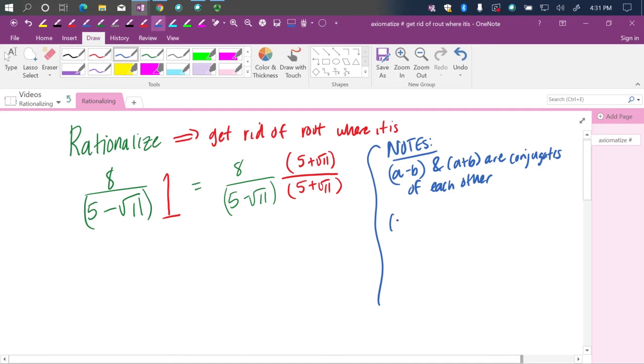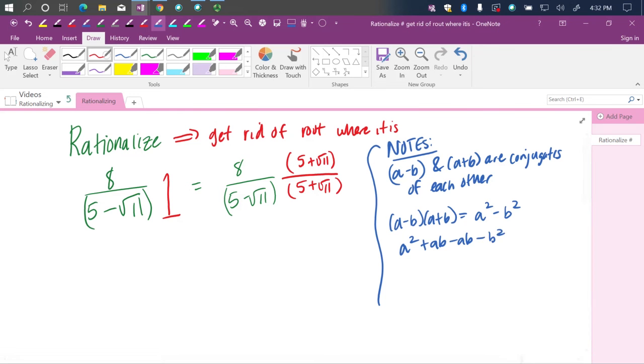So when you multiply a minus b times a plus b, hopefully you remember the rule. You can FOIL it out, or you can remember that it's a difference of two squares. a squared minus b squared. If you FOIL it out, you get a squared plus ab minus ab minus b squared. And notice the ab terms will cancel because they have the same term but different signs. So we're trying to get rid of the root in the denominator. So if we try to square this, we're going to have trouble. But if we multiply a minus b times a plus b, notice we are squaring the front, putting a minus sign, and squaring the back.